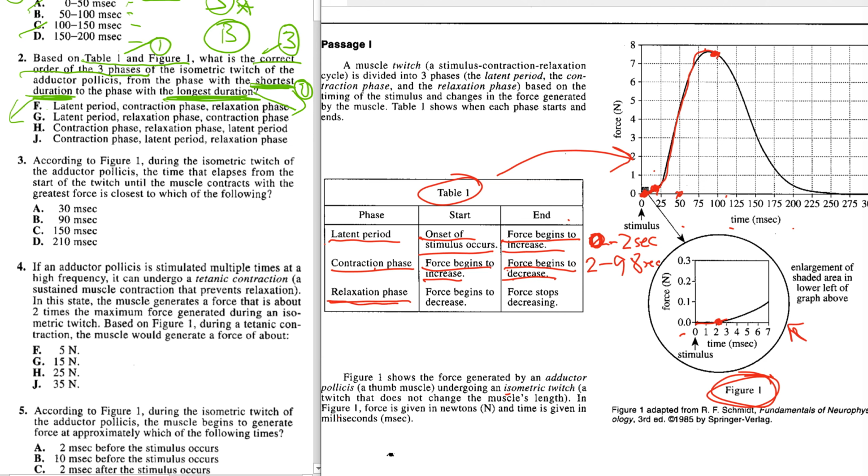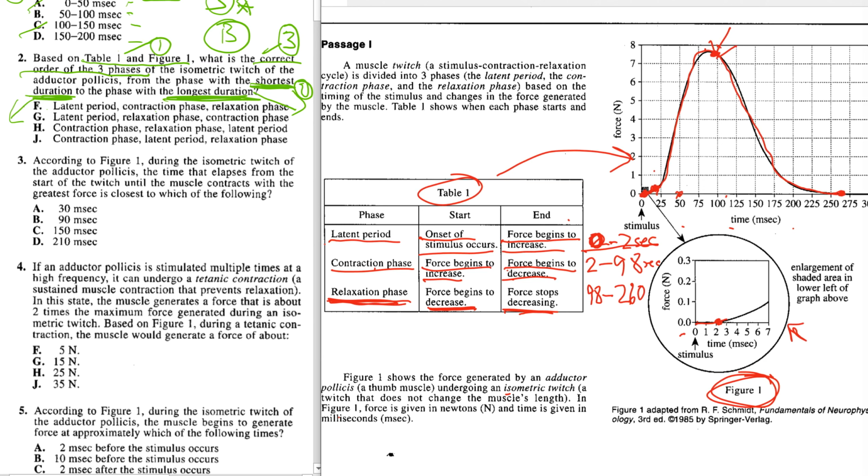And then the last one, the relaxation phase. It's when the force begins to decrease and then it stops decreasing. So it begins to decrease kind of here, right? That's when it starts, and it comes down and it's still decreasing, and around about here it goes flat. So that's from about 98 to about 260 or something. So clearly the shortest phase is latent.